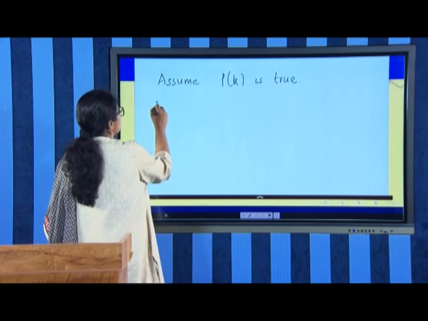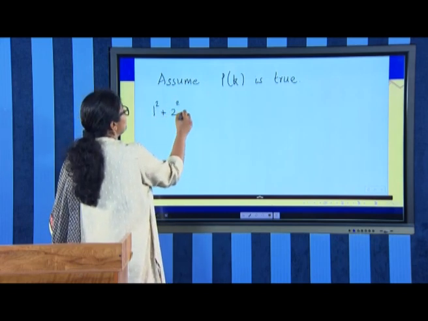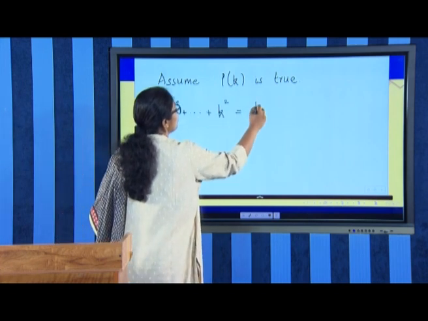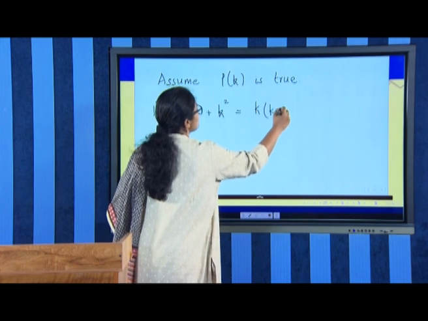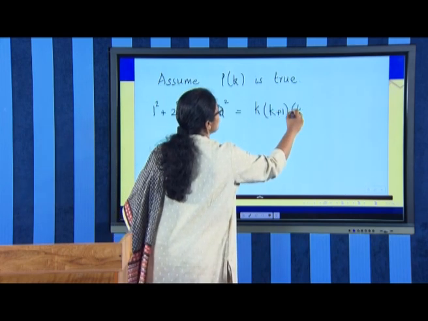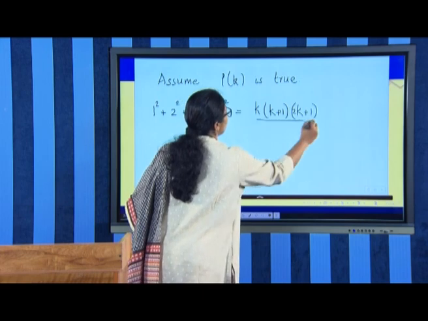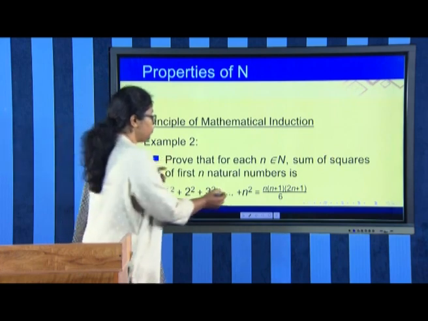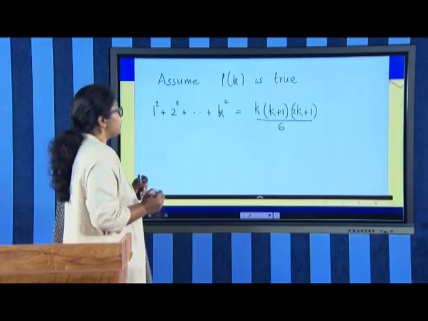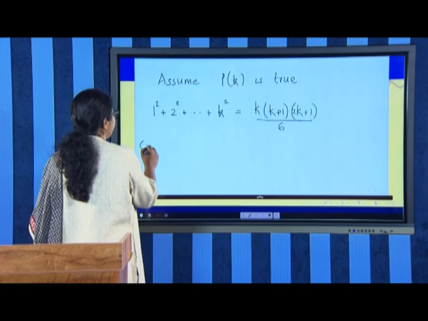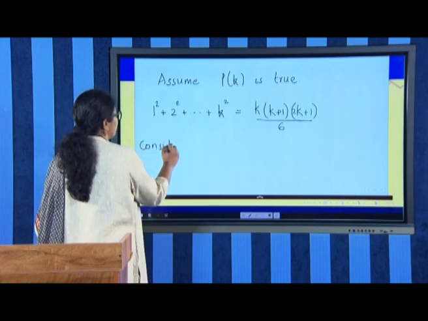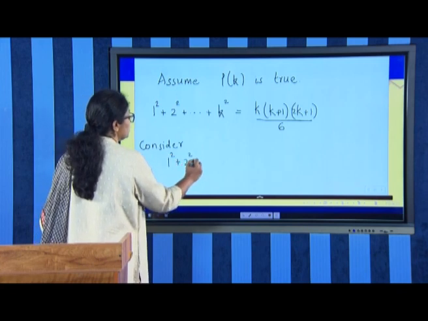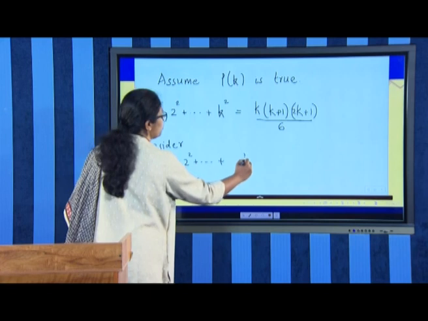That is 1 square plus 2 square plus etc. up to k square is equal to k into k plus 1 into 2k plus 1 whole upon 6. So, we assume that P of k is true. Then consider the sum of squares up to k plus 1 the whole square.